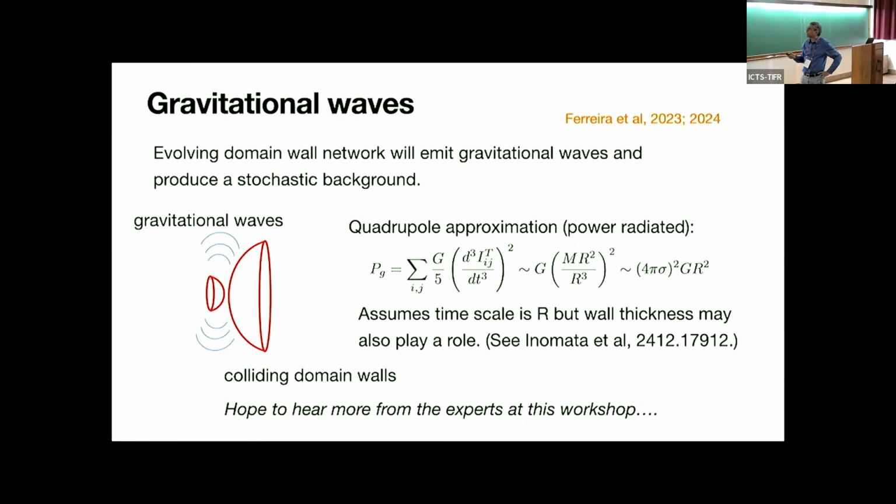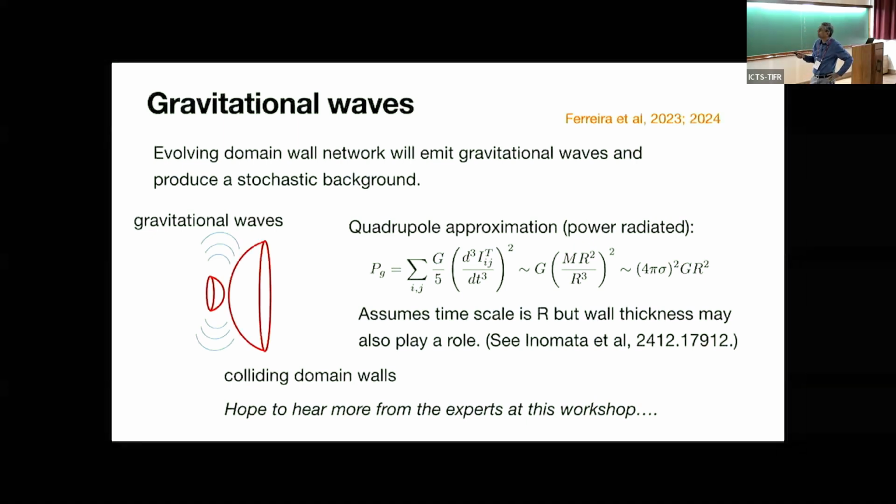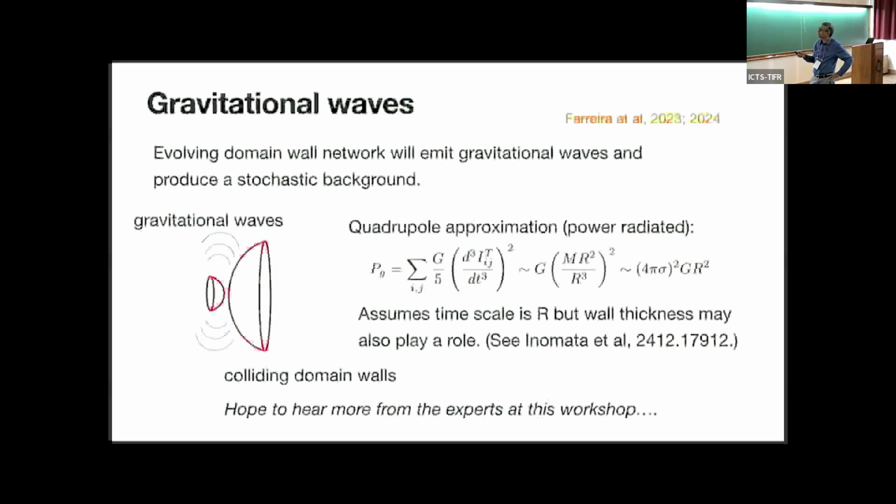Coming to gravitational waves, this domain wall network will emit gravitational waves. I think you'll hear more about it in later talks. The gravitational waves will become a stochastic background. Again, in that picture where the walls are colliding, you get gravitational waves coming out. A simple estimate, the kind of estimate that was made in the early days, uses the quadrupole approximation, and then the power emitted is G by 5 times the third derivative of the quadrupole moment. But the quadrupole moment is basically M r squared, the mass involved in the collision and the size squared.